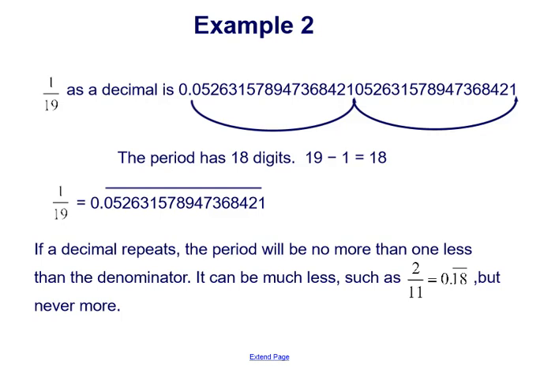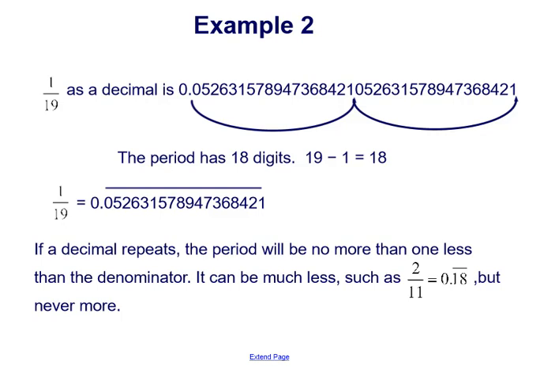So 1/19 is 0.052631578947368421. This is convenient and helpful to know because when you're looking at 1/19 at first, you can see this is a lot of repeating digits, but you only have to check up to the first 18 because it would never repeat higher than 18.